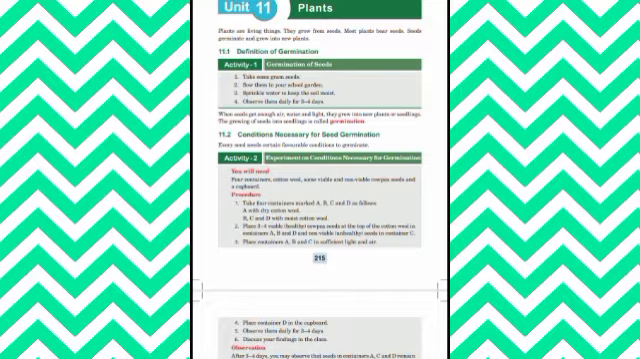The definition of germination: when seeds get enough air, water and light, they grow into new plants or seedlings. You can say new plants or seedlings, all of them are the same. The growing of seeds into seedlings is what we call germination. Write this definition in your science notebook: germination is the growing of seeds into seedlings, or the growing of seeds into new plants.